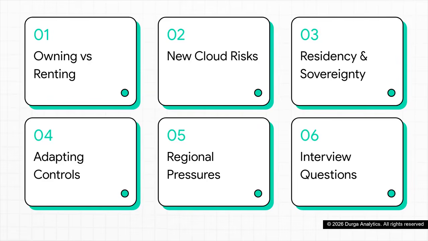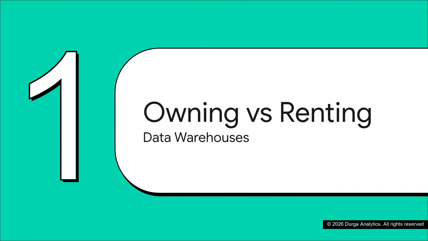Here's our agenda for this explainer. 1. Owning versus renting warehouses. 2. 4 new cloud risks. 3. Residency versus localization versus sovereignty. 4. Adapting controls. 5. Regional pressures. And 6. Interview prep.